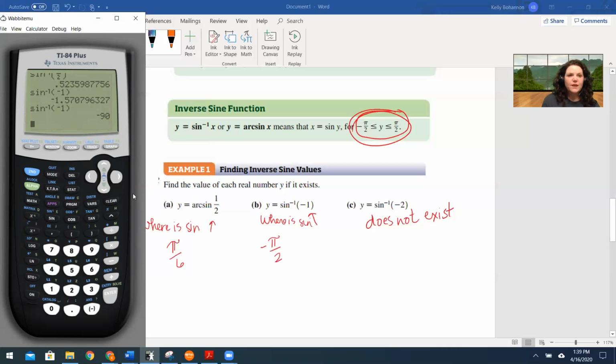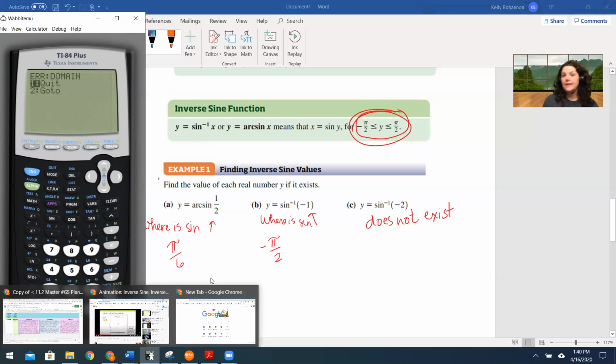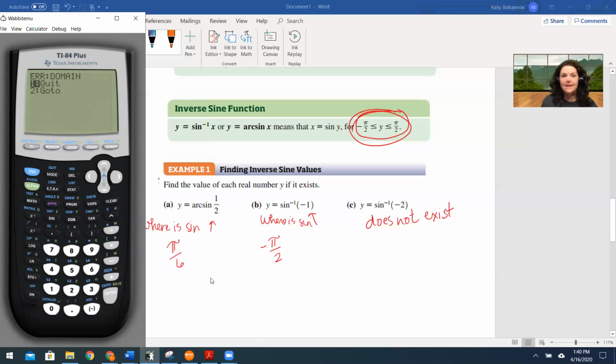And then the last one, I'll show you what it's going to say if you put in something that won't work. Domain error. It's a domain error because this value doesn't exist in the domain of this particular function. So that's it for how arc sine or inverse sine is going to work.